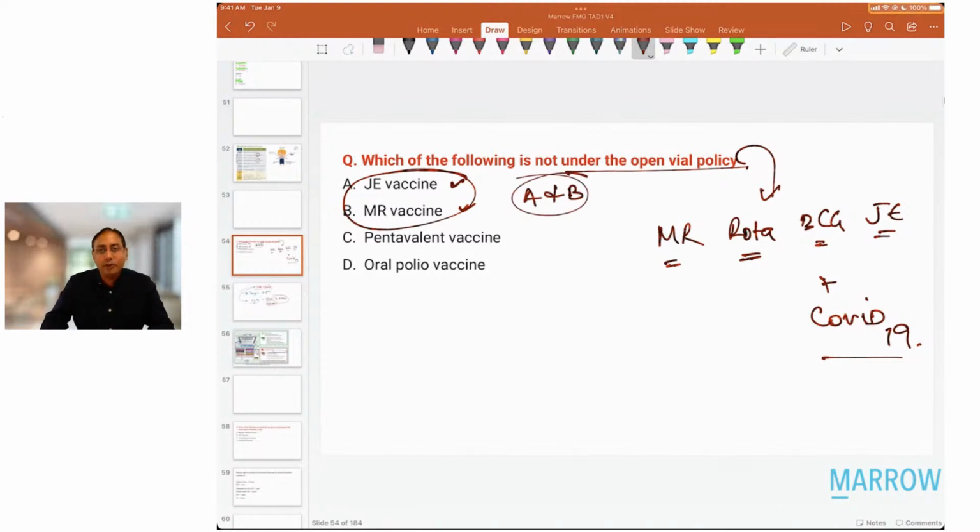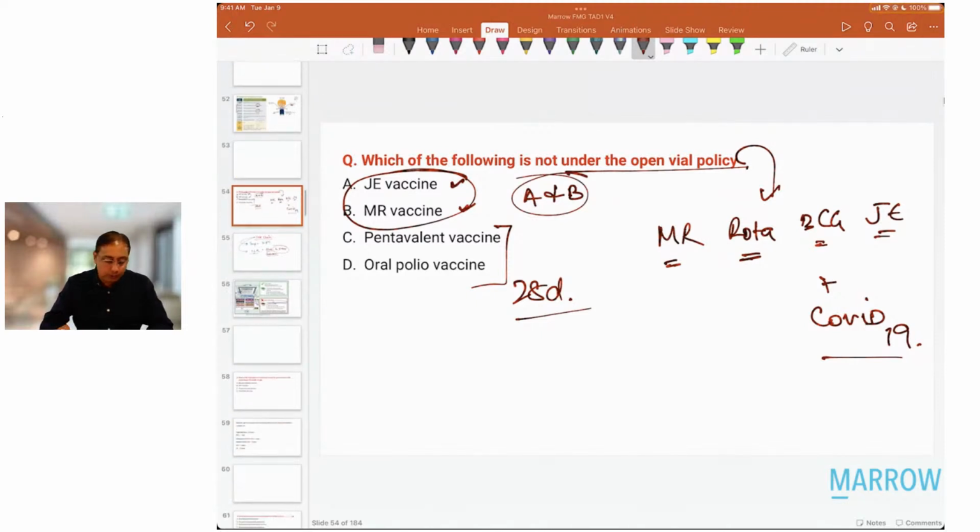These both vaccines are not under open vial policy, whereas pentavalent and oral polio vaccine, once you open it, if the temperature is maintained, you keep them for how many days? 28 days, if the vaccine vial monitor pattern is normal.